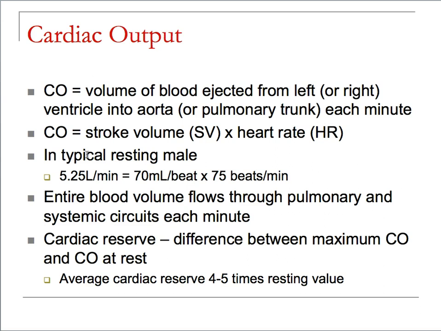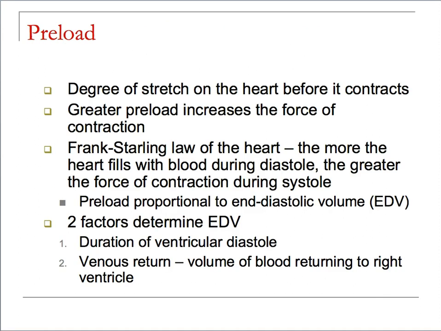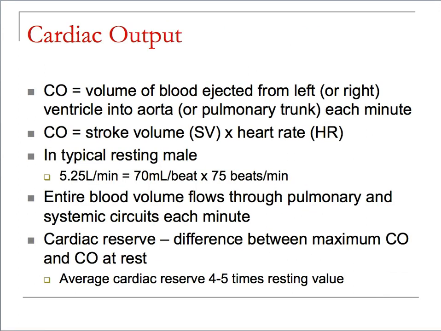And the volume of blood ejected from the left or right ventricle into the aorta or pulmonary trunk is what you actually can calculate. That's the stroke volume. Typically, in resting males, it's about 5.25 liters per minute at about 70 mils per beat and 75 beats, and you can see where 75 times 70 will give you those 5.25 liters per minute. That's pumping through the body, which means it goes through the pulmonary and systemic circuits in a minute.